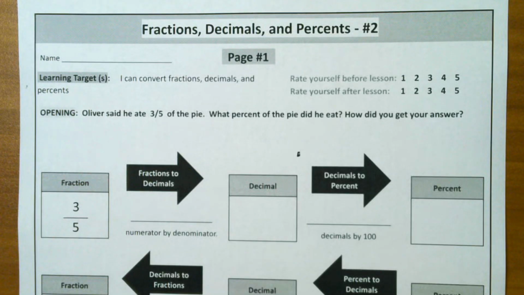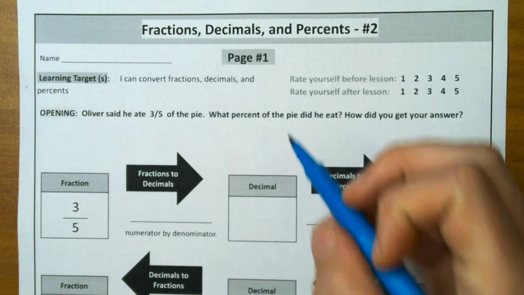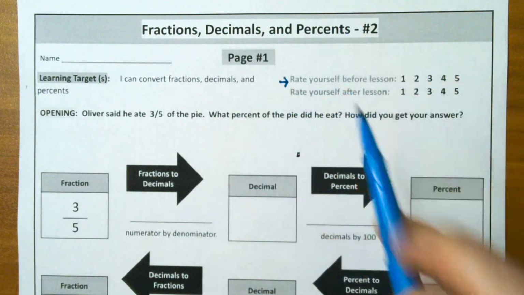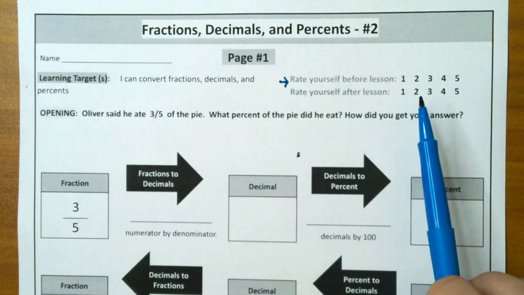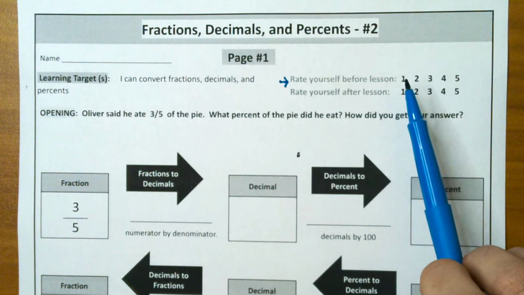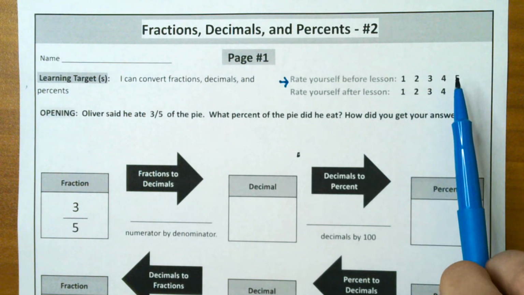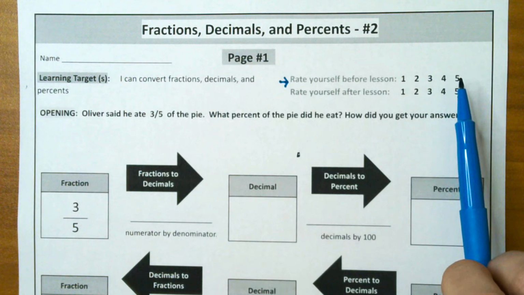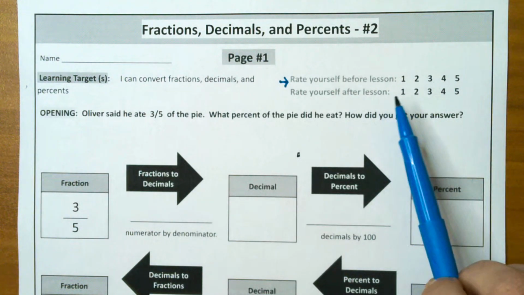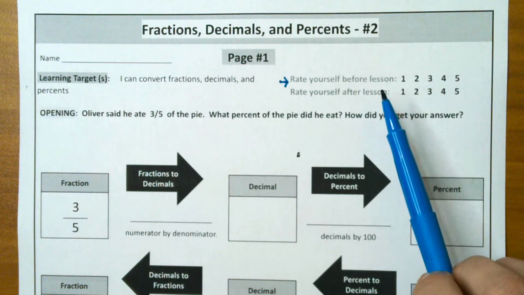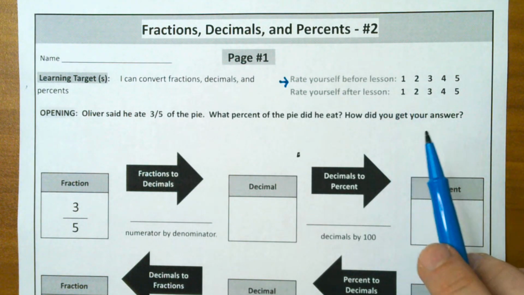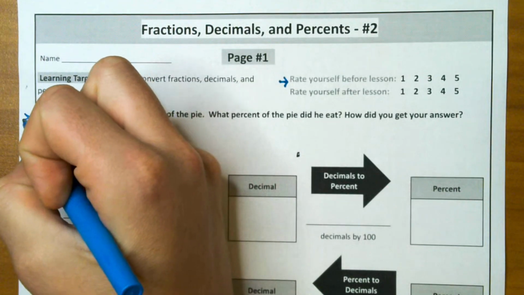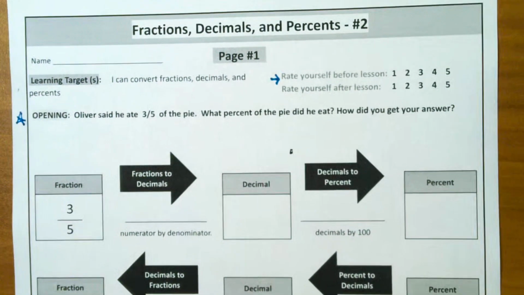Our learning target today is: I can convert fractions, decimals, and percents. Go ahead and pause the video and rate yourself before the lesson. How confident do you feel in our learning target? 1 is the lowest amount of confidence. 5 is the highest amount of confidence. At the end of the lesson, we'll come back and rate ourselves again. Once you've rated yourself on our learning target, pause the video and complete our opening problem.